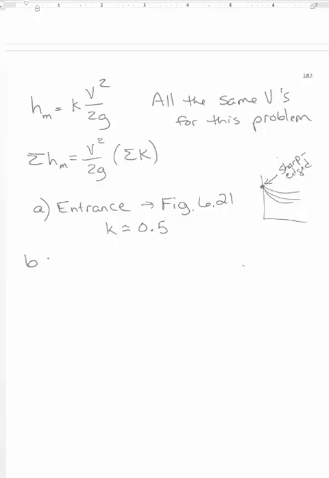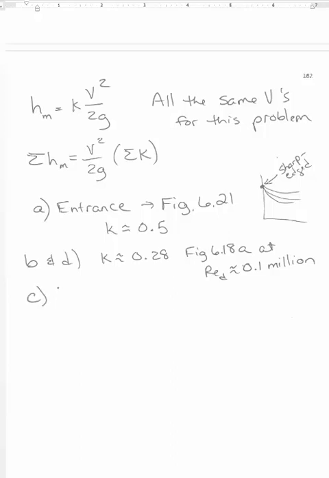B is an elbow, and D is the same elbow, so we can just do two of those. You're going to get K is about equal to 0.28, and that's if you look in figure 6.18A at a Reynolds number of about 0.1 million. Your other option there would be to look up table 6.5, and you're going to get much bigger numbers. So like I said, this is not the conservative estimate.